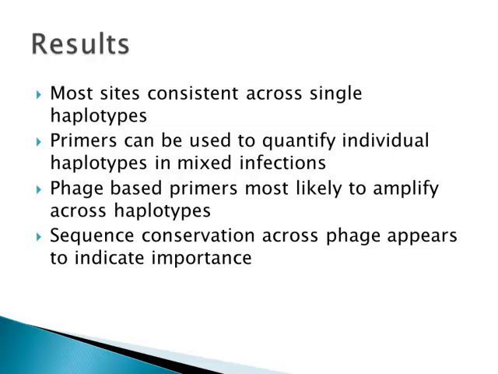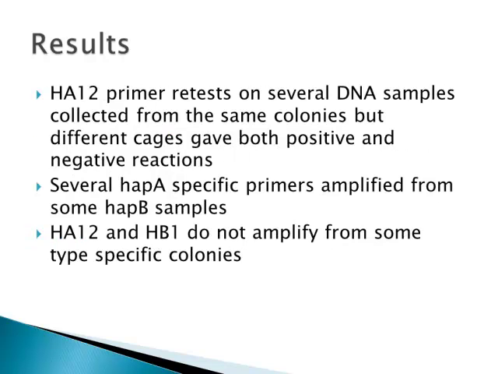The phage-based primers are most likely to amplify across haplotypes. So they're the ones that are going to cause problems. They're going to amplify where maybe they're not supposed to. But at the same time, the sequence conservation across the phage does seem to indicate that they are important at some point somehow. The HA12 primer, like I said, I retested on several samples. Sometimes it amplifies even from the same colony. Sometimes it will amplify and sometimes it won't.